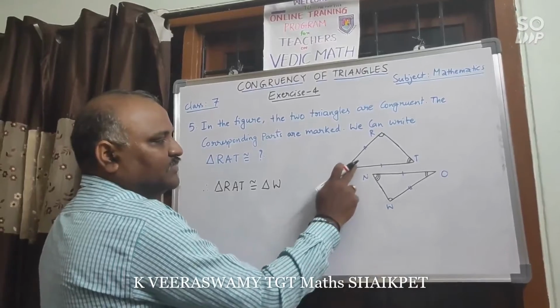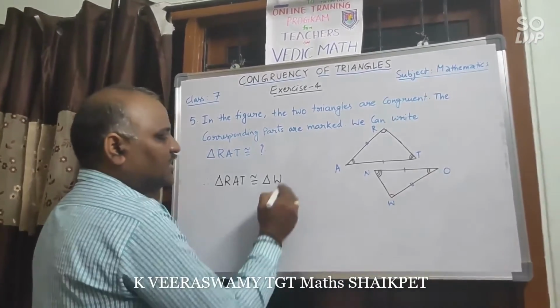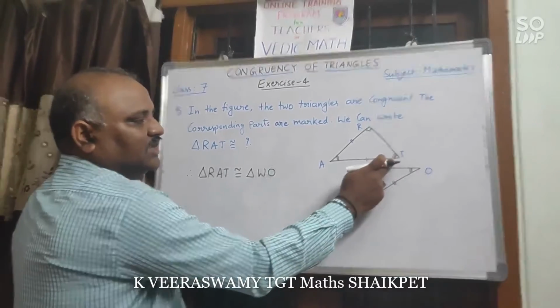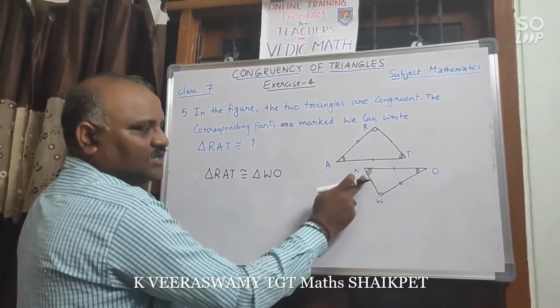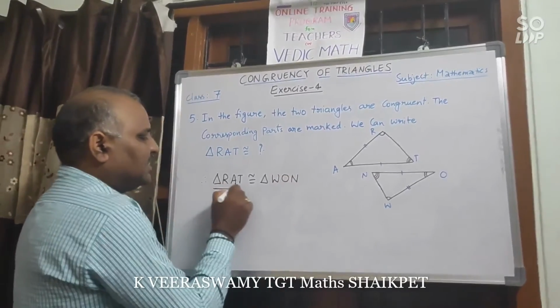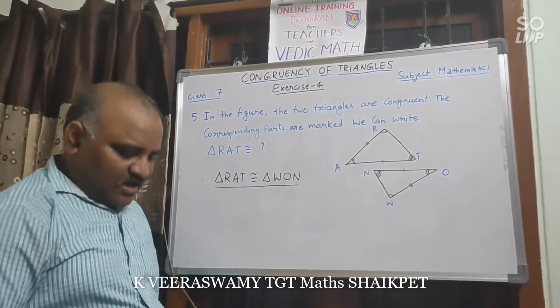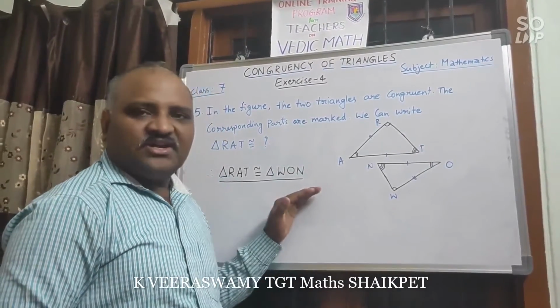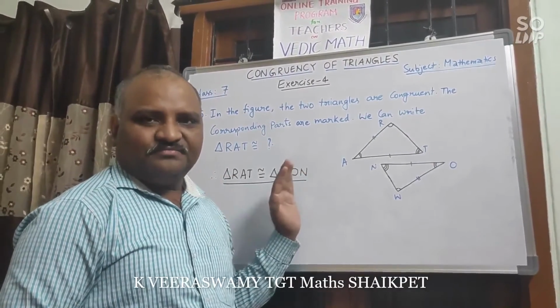Corresponding to A, second angle. Here, second angle is marked at O. Next, corresponding to T, here third angle is there. So, the same third angle is marked at N in this triangle. So, triangle RAT is congruent to triangle WON. Okay, so this is question number 5.